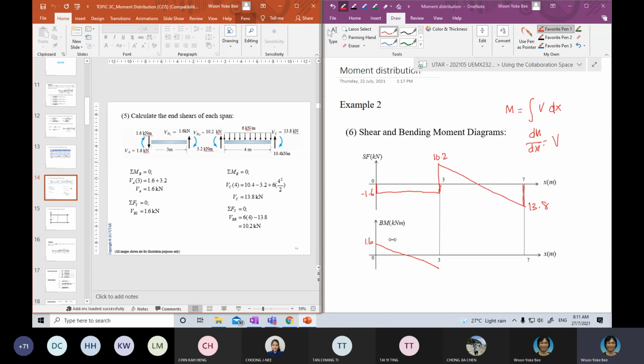Here, the area under the curve of this shear force diagram would be your moment. So you take the area, and you should be able to find this value. You'll find that it's also here, 3.2.